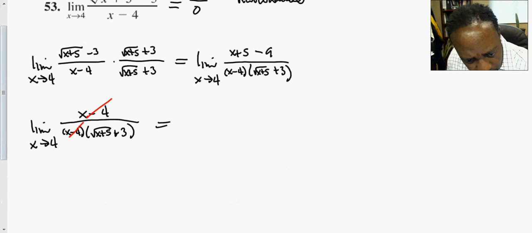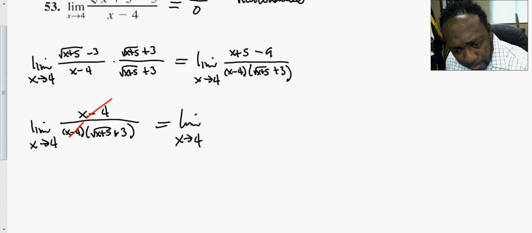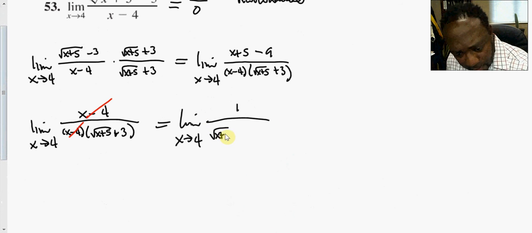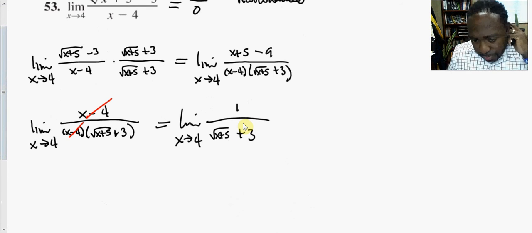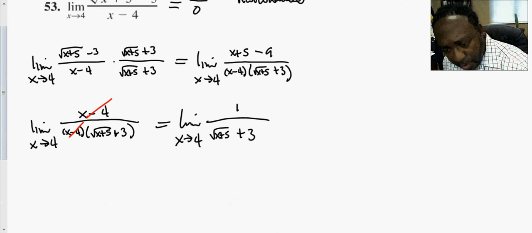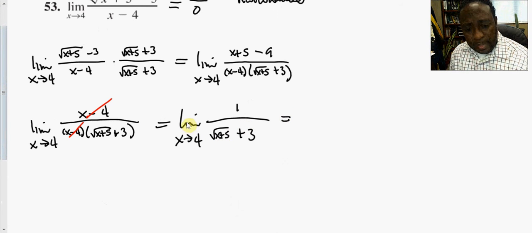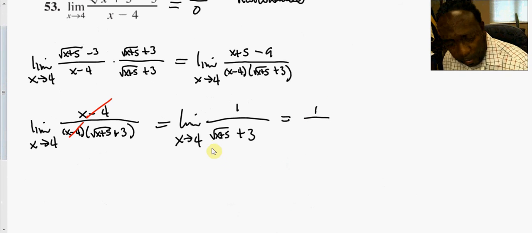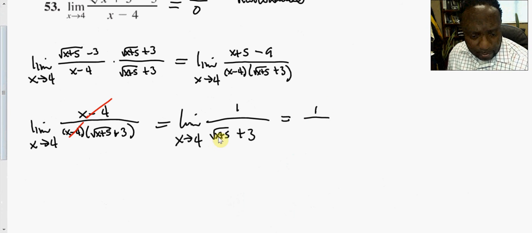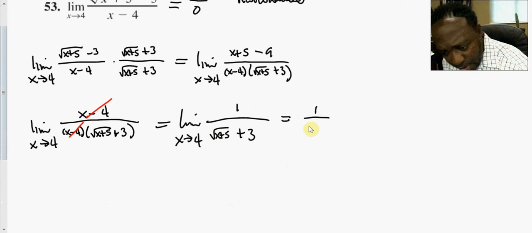So this is the limit as x approaches 4 of 1 all over the square root of x plus 5, plus 3. Now let's see if we can evaluate. Just plug in with direct substitution for x equal to 4. And this gives us, we just got a constant. The limit of a constant when x is 4 is a constant. So this is 1 all over the square root of 5 plus 4. The square root of 9 is 3, plus this 3. We get 6.